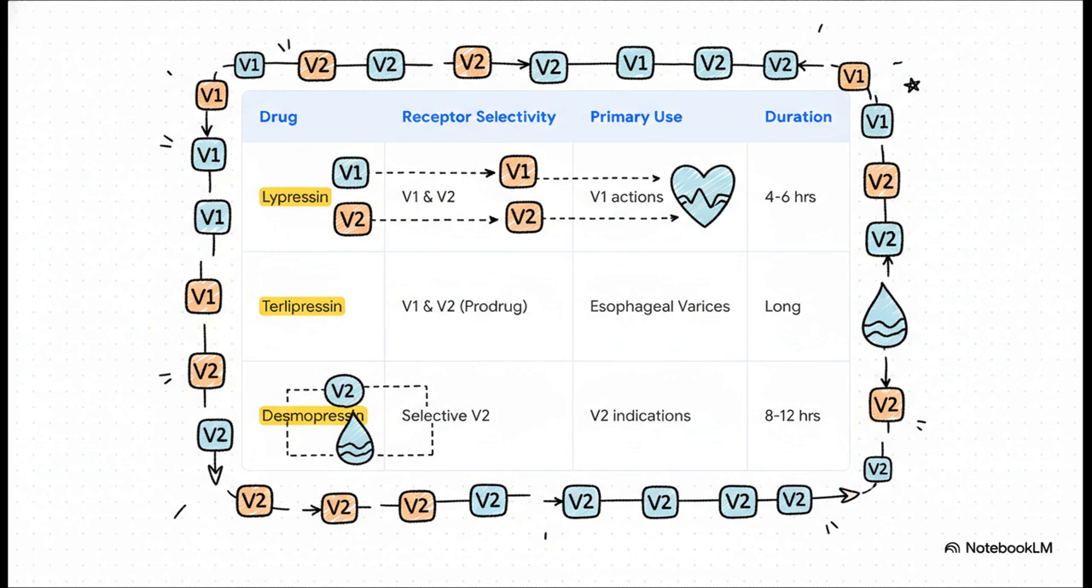You can see here, lypressin and terlipressin, they both hit V1 and V2 receptors. And terlipressin is interesting. It's a prodrug, which means it gets activated inside the body, giving it a nice long action. But look at the real specialist here, desmopressin. It is a selective V2 agonist. And what does that mean? It means it's the perfect tool when all we want to do is save water without touching the blood pressure.